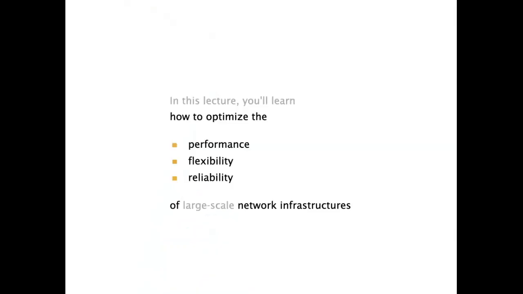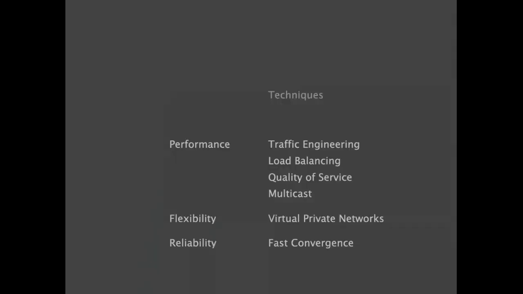But the question, of course, that you will have now is, what do we do? I mean, what are the techniques that can actually help with solving these issues? And here, there will be quite a few that we'll see together. Here, we'll see 6 different techniques, 4 of them related to performance. So how can we optimize the performance in a network? 1 related to flexibility, and another 1 related to reliability.